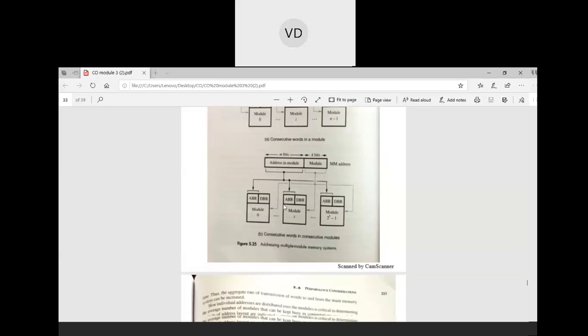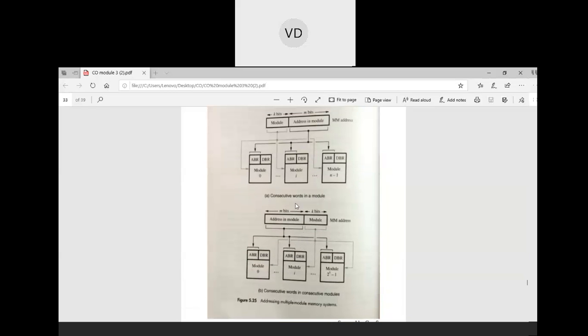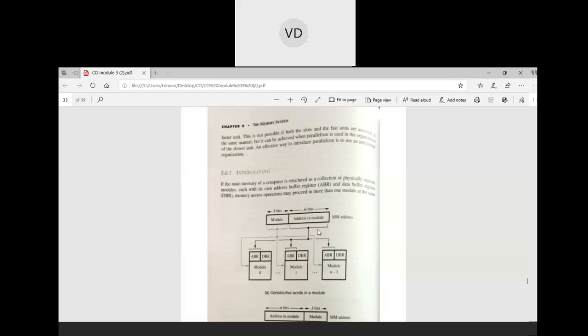In interleaving, the main memory is divided into different modules. Each module has its own address buffer register and data buffer register, and the main memory generates the module number and the address in the module. If you want to access successive modules, we have to place the module address in the lower bits, and then successive modules can be accessed easily. So this is what you are going to write for interleaving.